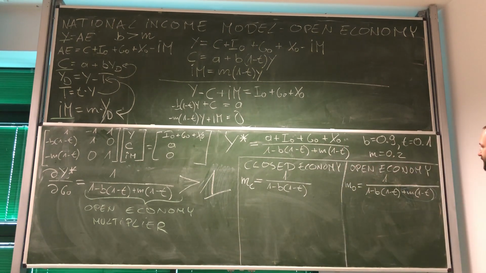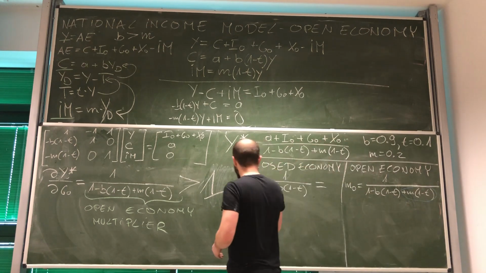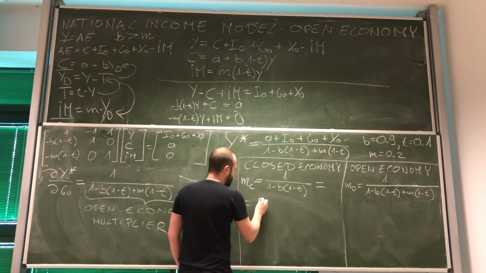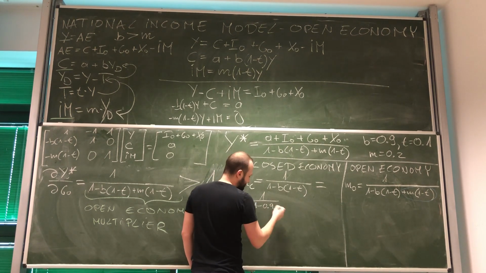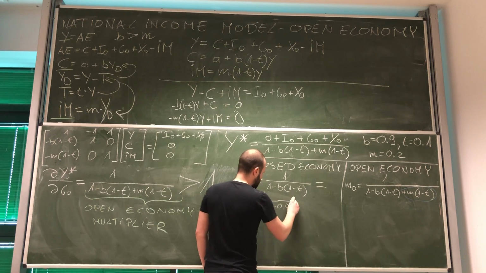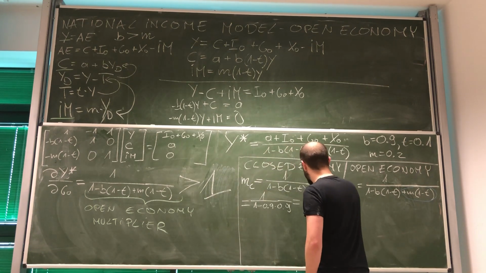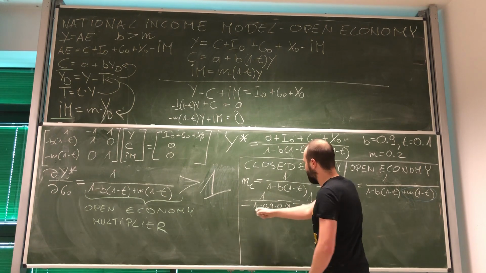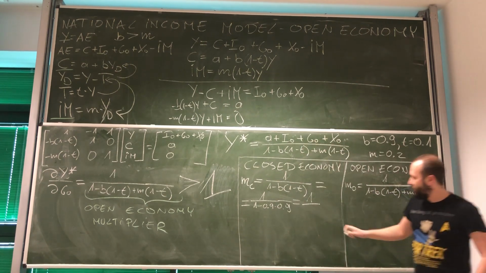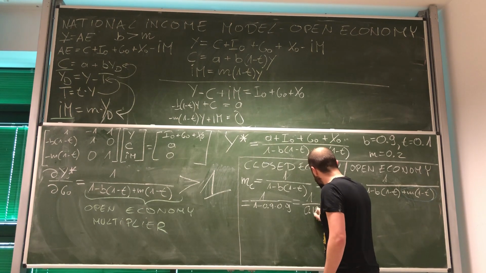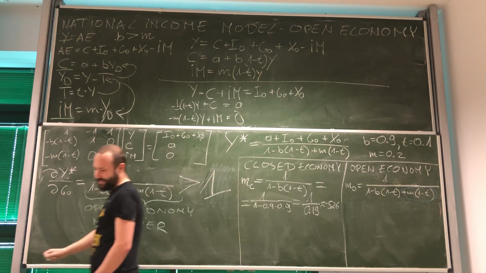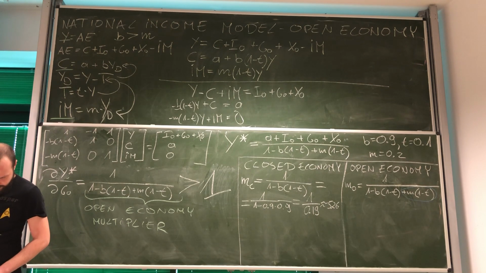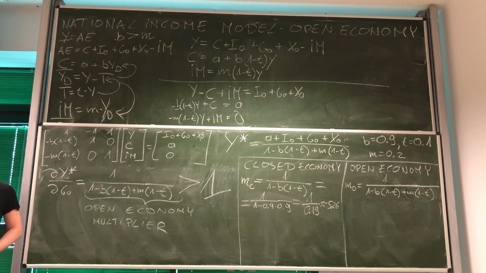Okay, let's calculate the value of the multiplier in both cases. What do we have here? Here we've got 1 divided by 1 minus 0.9 times 0.9, right? So this is, oh, we had this one already. This is 1 minus 0.81, 1 over 0.19, which is approximately 5.26. If I'm not mistaken, yeah.